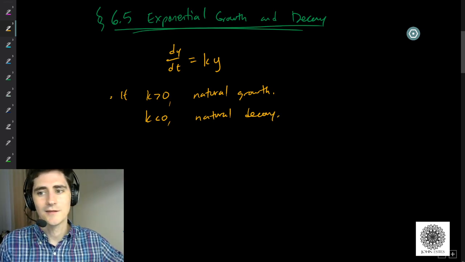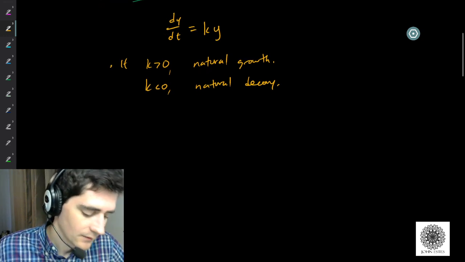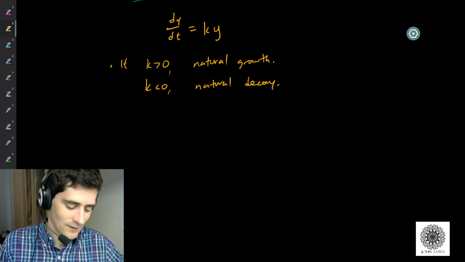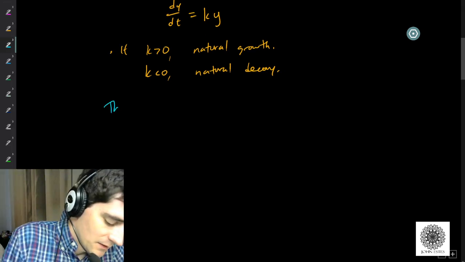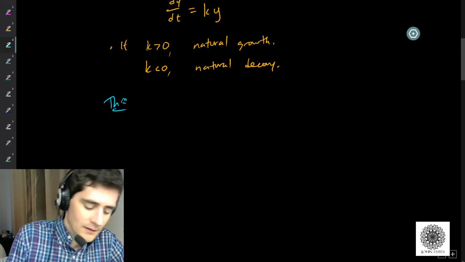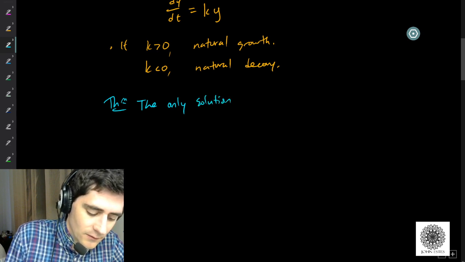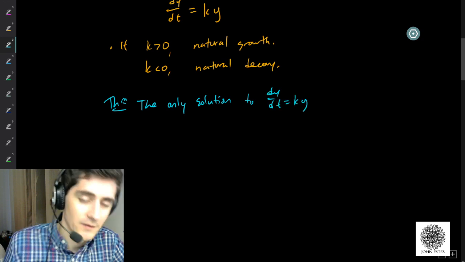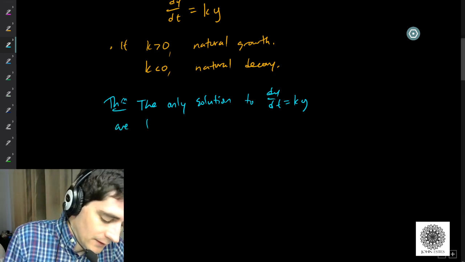But first of all, we've got to figure out, can we actually solve this thing? All right, well, what kind of function has, when you take the derivative of it, you get that thing? You're right, the exponential function. Okay, so we'll say a theorem here. It turns out it's not only a solution, it's the only solution. So the only solution to this, what we call a differential equation, this is a pretty simple differential equation, dy/dt equals ky, are the exponential functions.